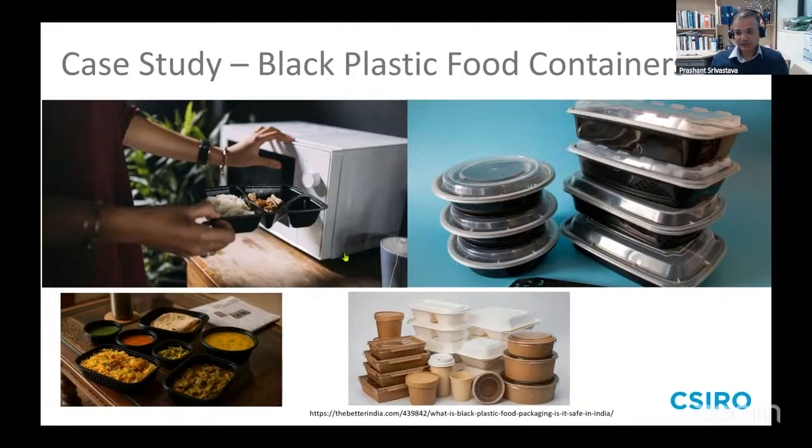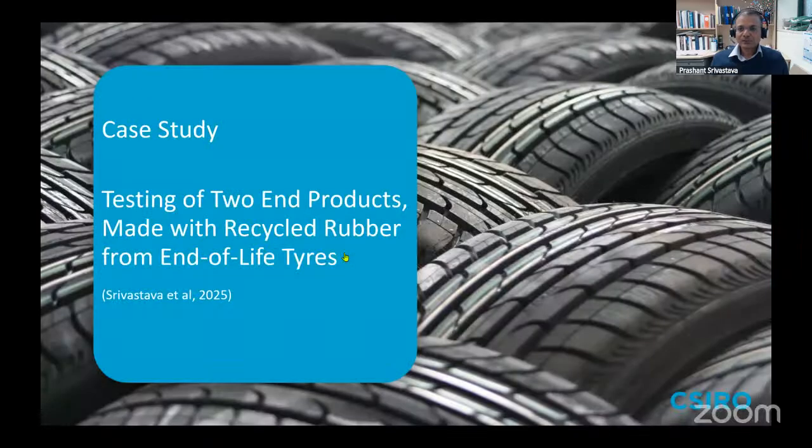We need safer materials like biodegradable packaging or reusable containers, because true sustainability means thinking about what we use, how we recycle, and how it affects people and the planet. Now let's switch gear a little and talk about tires.